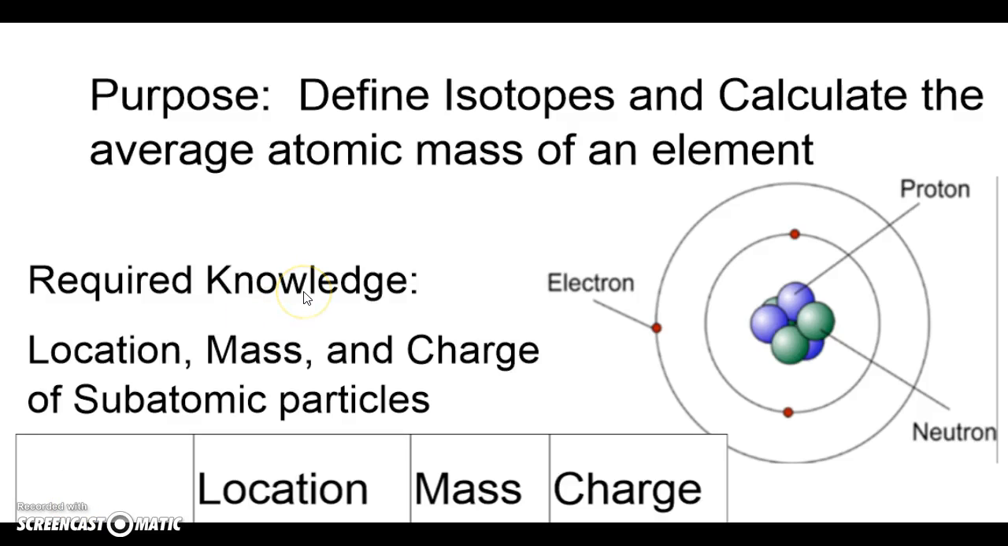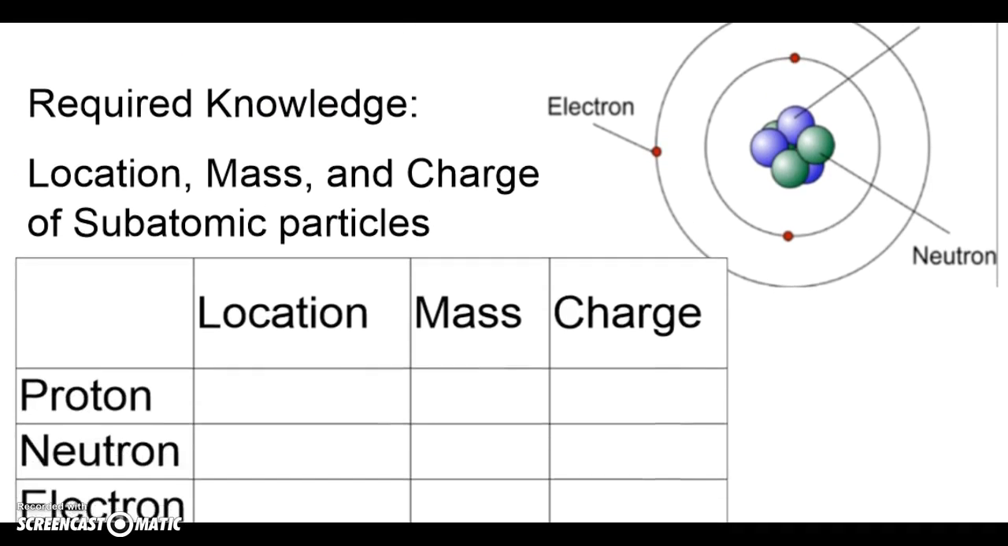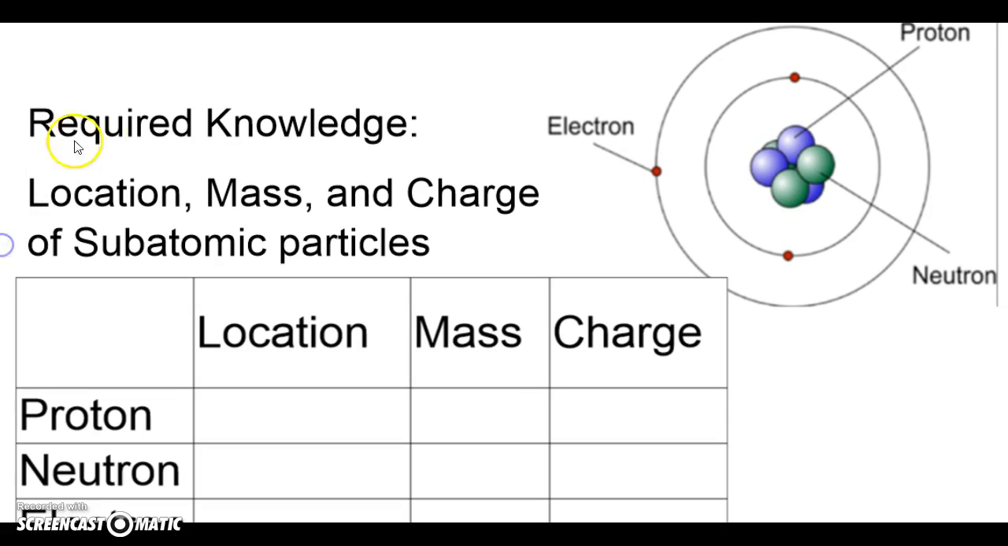Okay, the purpose of this video is to define isotopes and calculate the average atomic mass of an element. There are a few things we need to know, our required knowledge. We have to know the location, mass, and charge of the subatomic particles. Subatomic particles are the smaller pieces of an atom, so the electrons, protons, and neutrons.